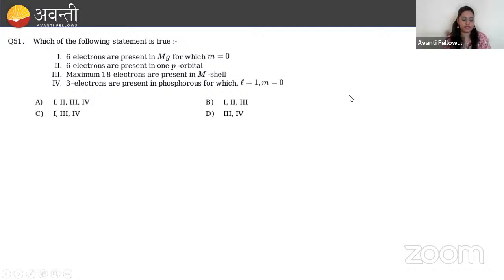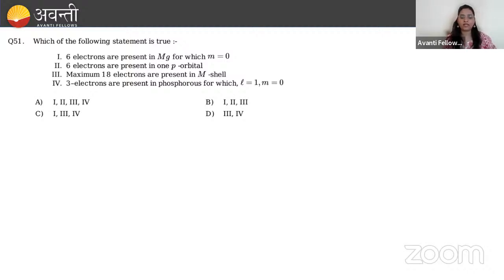6 electrons are present in magnesium, for which M is 0. 6 electrons are present in 1p orbital. Maximum 18 electrons are present in M shell. 3 electrons are present in phosphorus, for which L is equal to 1 and M is equal to 0.